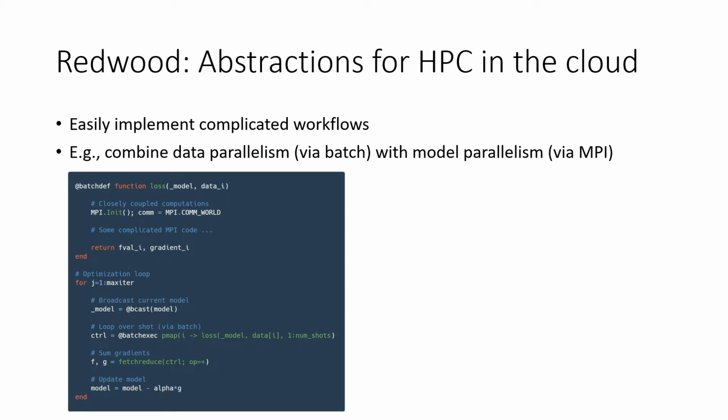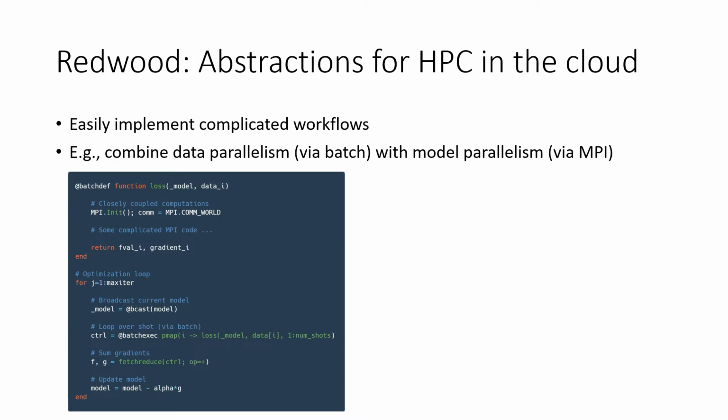Abstractions, as we propose, make it possible to implement not only simple programs for batch processing, but also more complex network topologies with combined data and model parallelism, as we talked about earlier. In the example here, we sketch out how to implement these architectures with Redwood. At the top, we define a loss function, which takes references to a model and a single shot record as input arguments, and computes the function value and gradient.